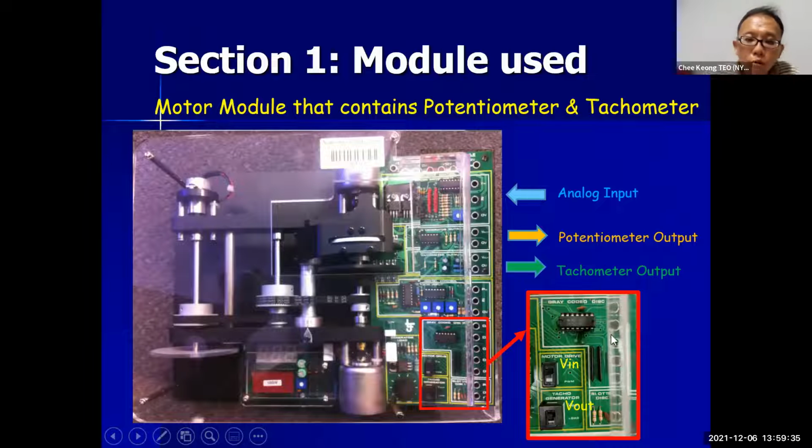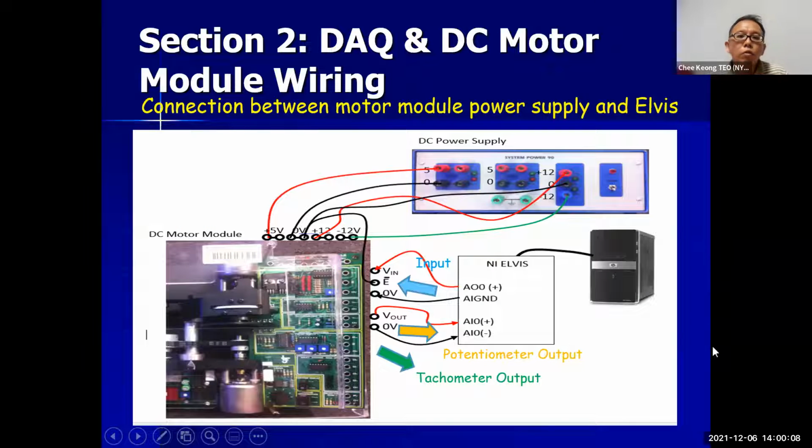So the motor module looks something like that. It contains your analog excitation, the step function you will pump into the analog input. If you are performing a potentiometer measurement, you will take the potentiometer output. If you are doing the tachometer measurement, you will take the tachometer output. Please note the setting at the bottom right-hand corner. This switch is supposed to switch to V in, and this switch is supposed to switch to V out, right, for the motor module.